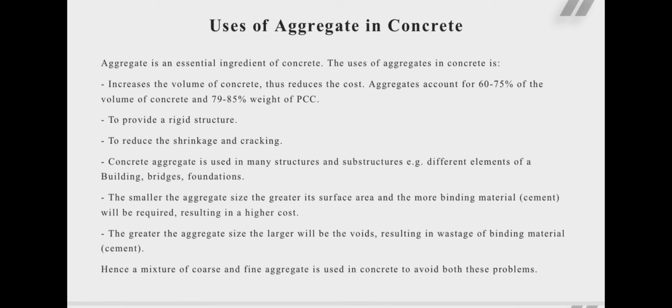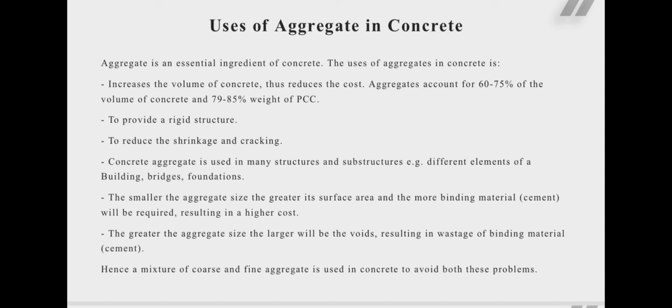So, uses of aggregates. Aggregates are essential ingredients of concrete. The use of aggregates in concrete increases the volume of concrete, thus reducing the cost. Aggregates account for 60 to 75% of the volume of concrete and 79 to 85% of the weight of PCC.